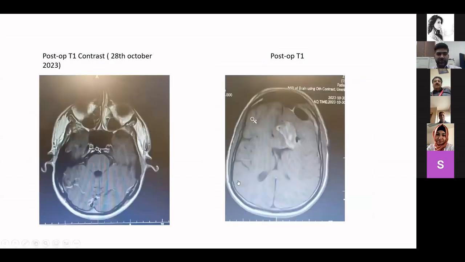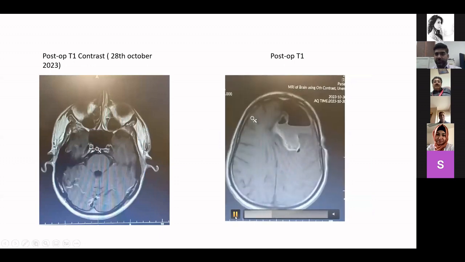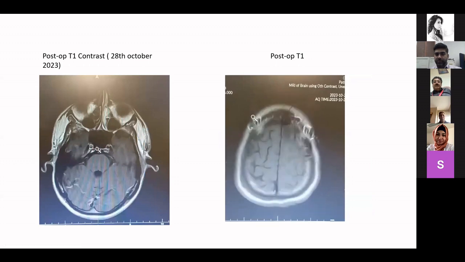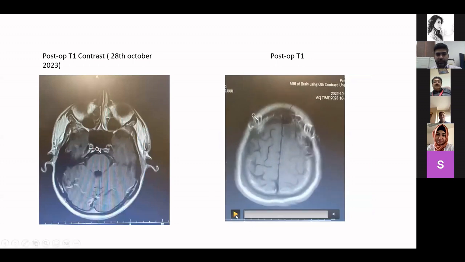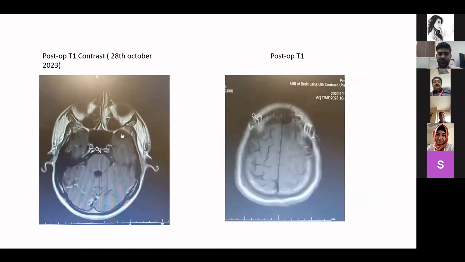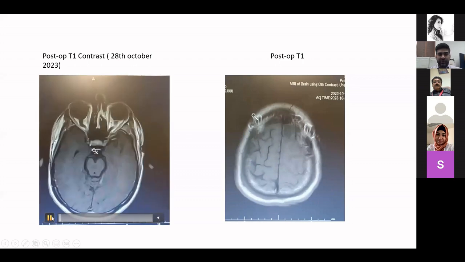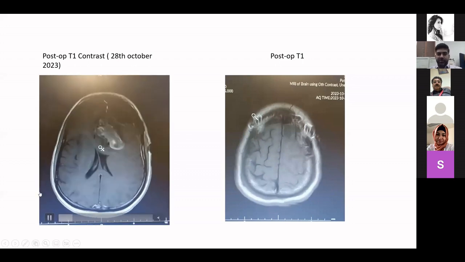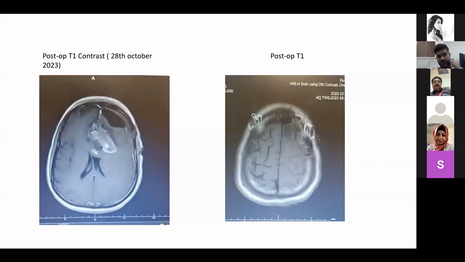So here we have the post-op T1 and post-op T1 contrast. Dr. Neela, what was your feeling perioperatively? You felt like you took it all? Yeah, I felt I took it all, and it felt like a low-grade tumor to me.